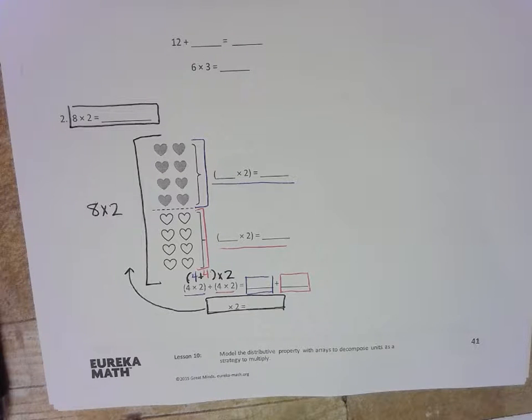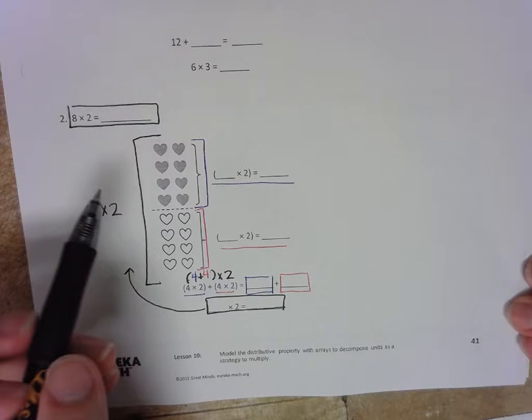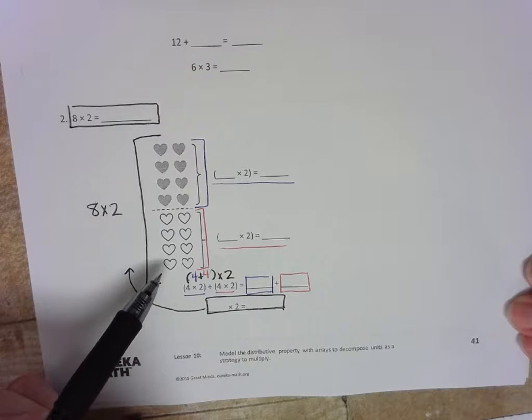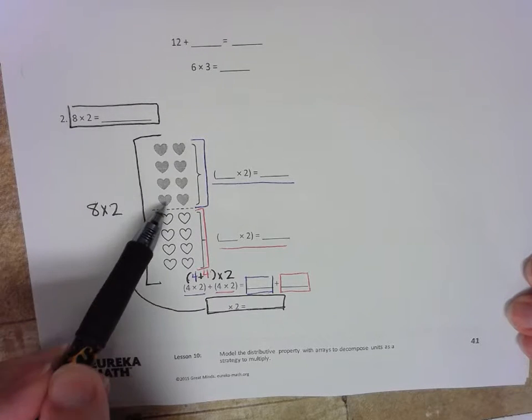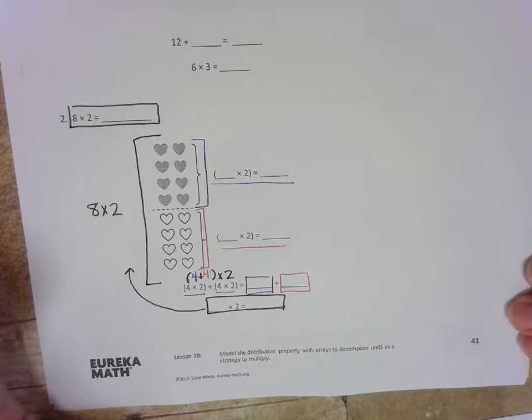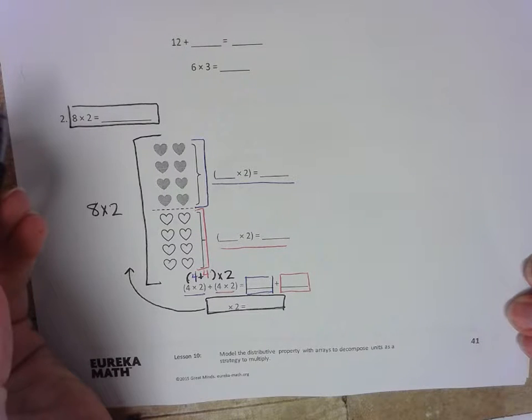So we are going to take a look at number 2 from the homework, and then if you guys have any questions, you can just send me a Dojo message. Okay, so if we're looking at number 2, we see this big array that has a total of 8 groups of 2. So we see the larger problem appears: 8 groups of 2 equals blank. So that's what we're working to solve.